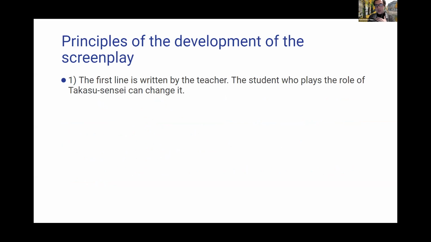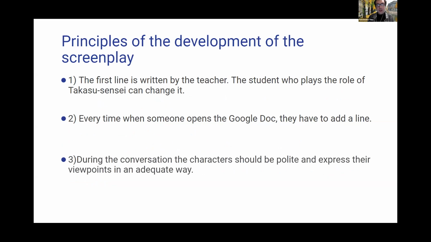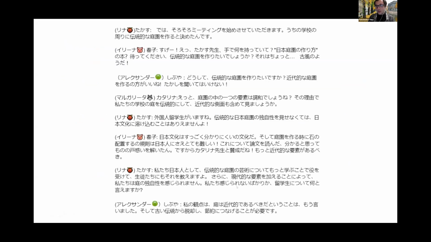The first line was written by me, but the student who played the principal could change it. Then every time someone opened the Google Doc, they had to add the line for their character. And as Google Doc is an open source and open environment, I could also always read what they were writing and analyze it. And I invited them to maintain a conversation, a polite and adequate conversation. And this is what we got here.